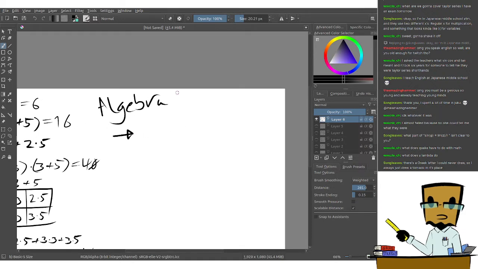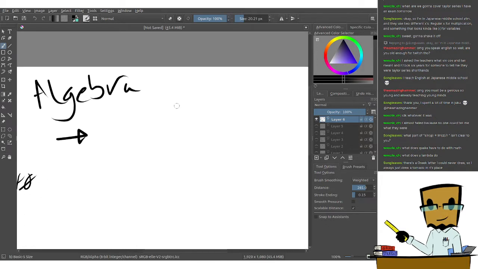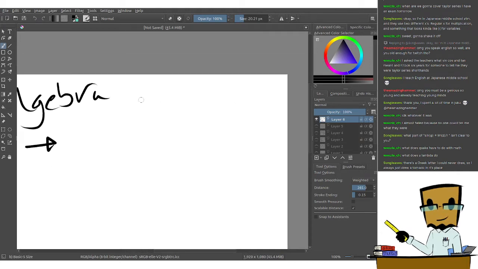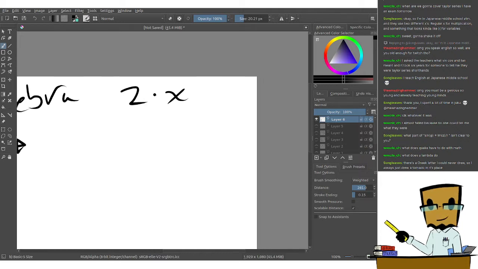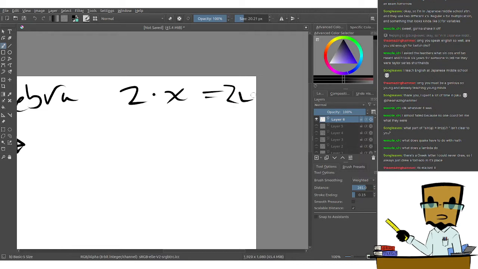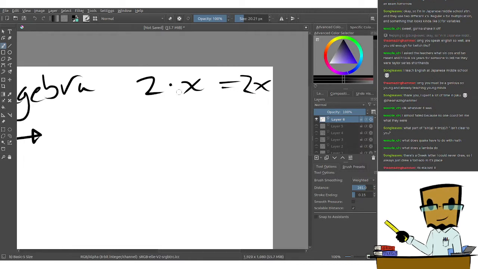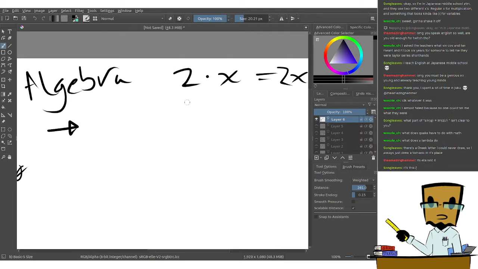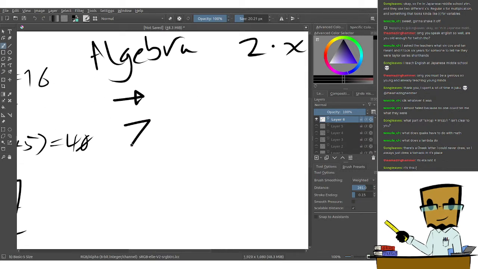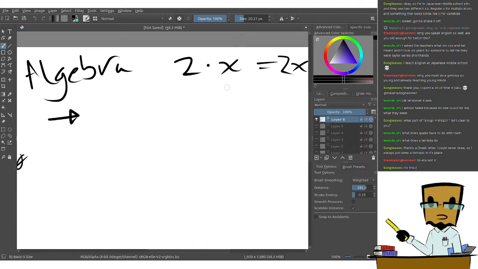It's a Greek letter you could never draw. You just drew a tornado in its place. You better find it. I want to see the tornado letter. So, 2 times x simply simplifies to 2x. Eta, isn't it? It's not too bad. This doesn't look like a tornado. I guess if you draw a tornado, anyone would understand that well enough.